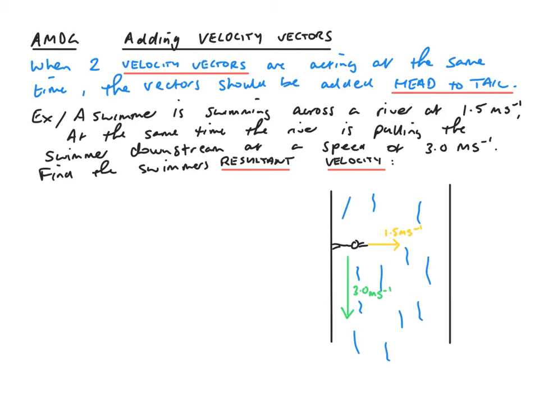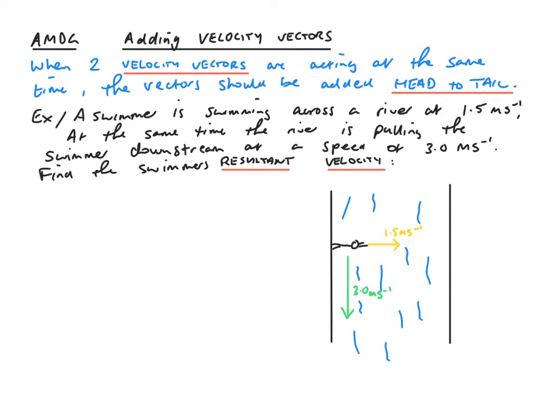So in last day's lesson we were just revising the technique for combining displacement vectors, and in some of those examples it was two displacement vectors at right angles to each other. Now the difference when we come to combining or adding velocity vectors together is that with your displacement vectors one follows on from the other.